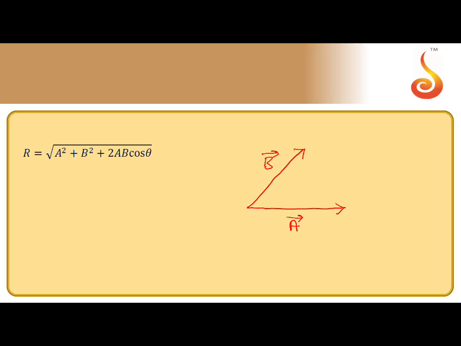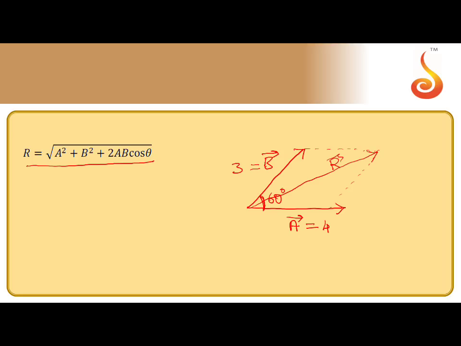Vector A is equal to, let's say, 4 units. Vector B is equal to 3 units. The angle between A and B is equal to 60 degrees. Then how do I find the length of the resultant? The magnitude of the resultant is given by the parallelogram law, and the answer is this much. There is a derivation for this.